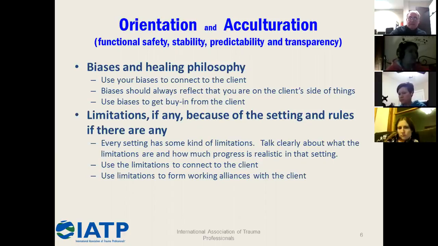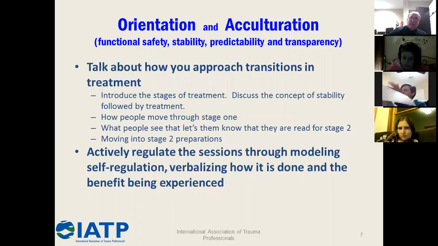I'm guessing that silence is go to the next slide. So the next piece that you're going to do in the orientation and acculturation is talk about how to approach transitions in treatment. You're going to introduce the stages of treatment. You're going to discuss the concept of stability followed by treatment. In other words, we stabilize first, then we treat. And we talk about how people move through stage one, what people see that lets them know that they're ready to move into stage two, and what moving into stage two might look like.